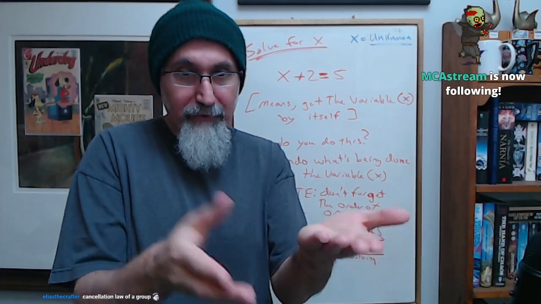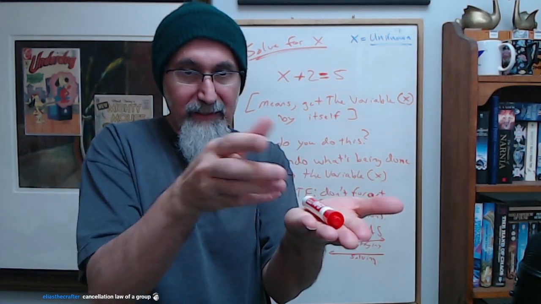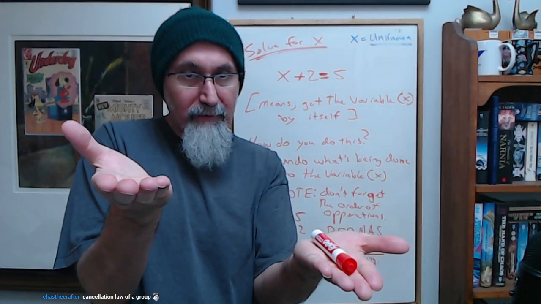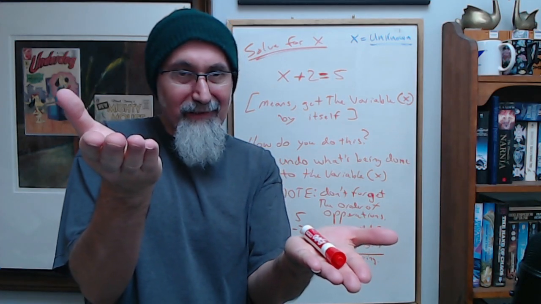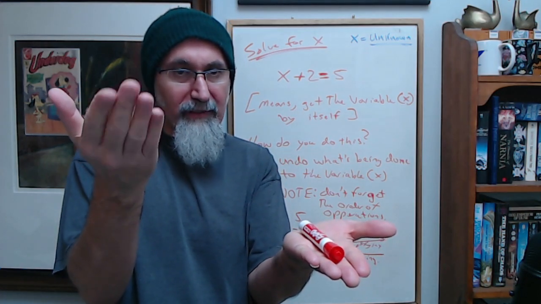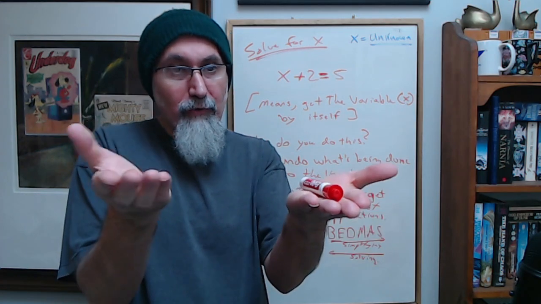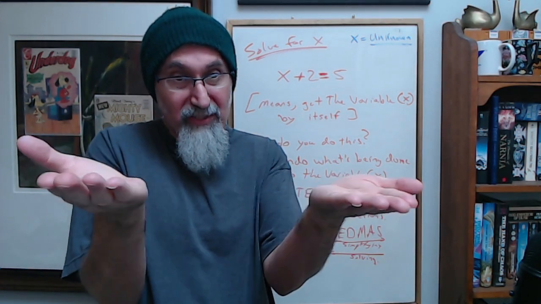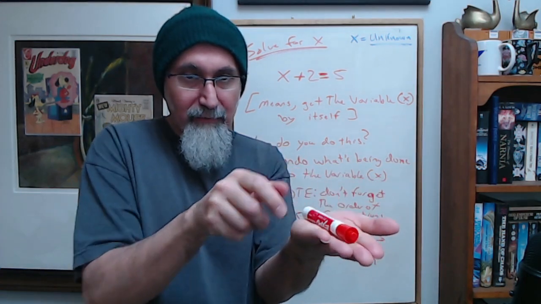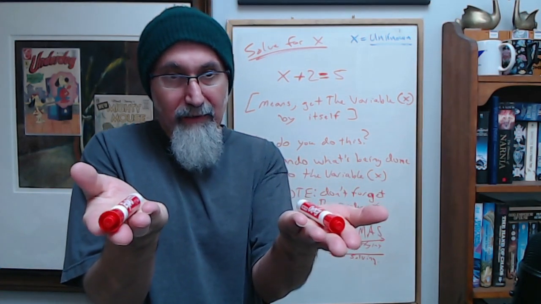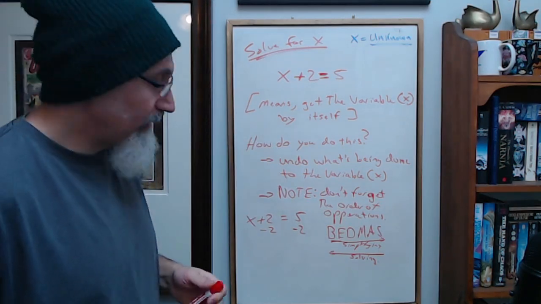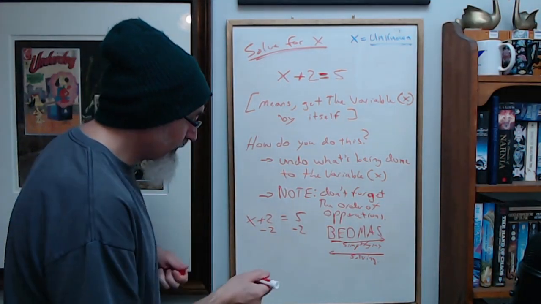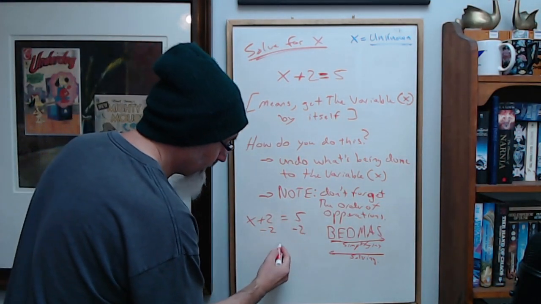If I have my teeter-totter and I add a pen on this side, then this side is going to go down and this side is going to go up. That's not the definition of an equal sign. The definition of an equal sign says that if you're starting out with 2 things that are equal, 2 sides that are equal, and you add something on this side, you've got to add it to this side. That's the concept. So if we subtract 2 from this side, we've got to subtract 2 from that side.